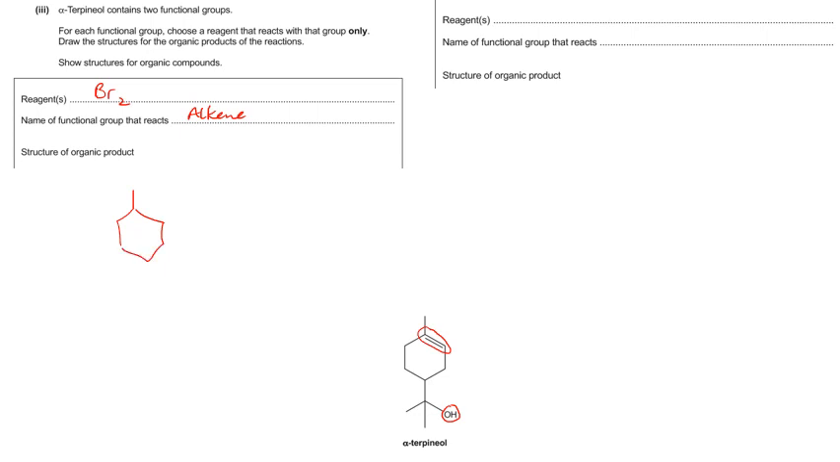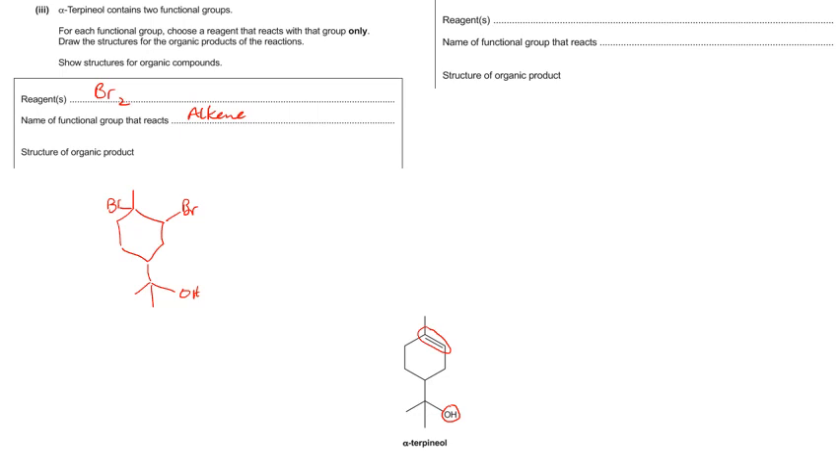So we're going to have a bromine on each of those carbons, and the rest is the same. Notice we've got bromine, so it doesn't substitute with the hydroxyl group. If we had bromide, it would, which is what we can use in the next one.